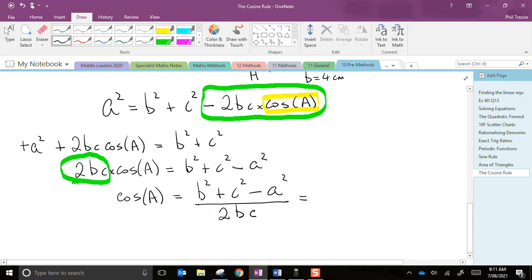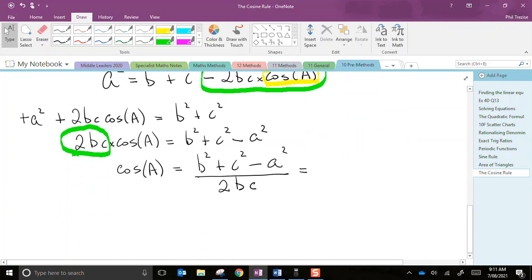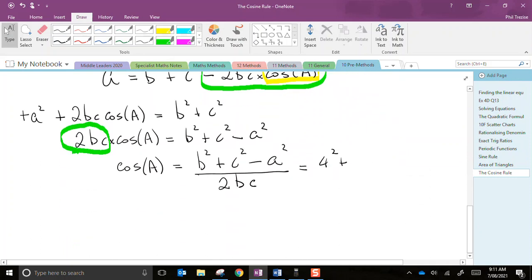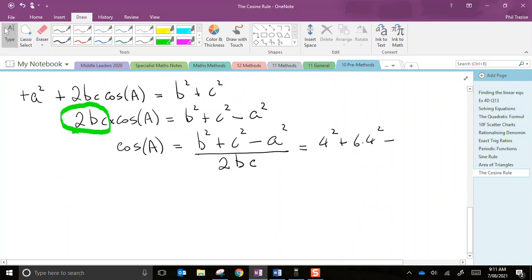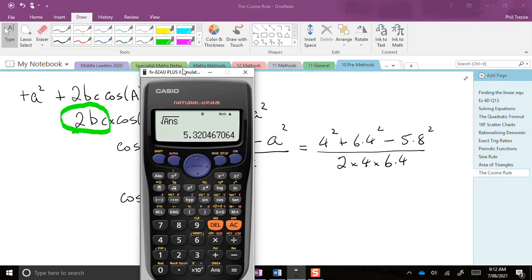And the numbers we had, which are up there, B was 4, C was 6.4, A was 5.8, divided by 2 times, now B was 4 and C was 6.4. Remember, this is the cosine of A. When I work all these numbers out, I'll end up with the cosine of A. So here I go.